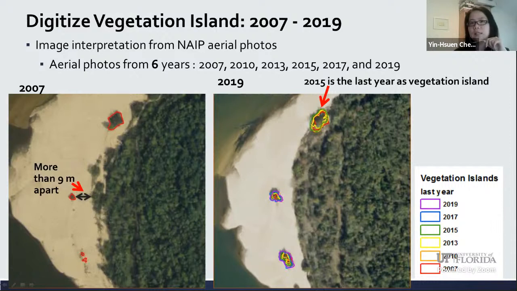In the 2019 photos, you can see these 3 small islands. The one on the north is already merged with the floodplain forest. So I'm just going to label it as 2015, because I cannot identify any island shape after 2015. And there are another 2 small islands on the south. They are still kind of isolated, so I label them as 2019. This label means the last year as vegetation island.